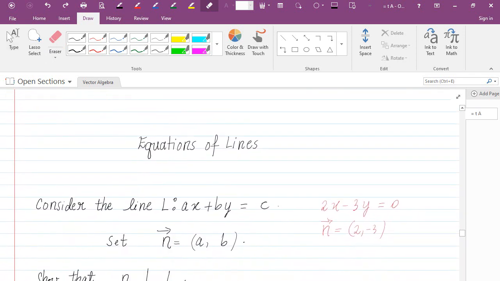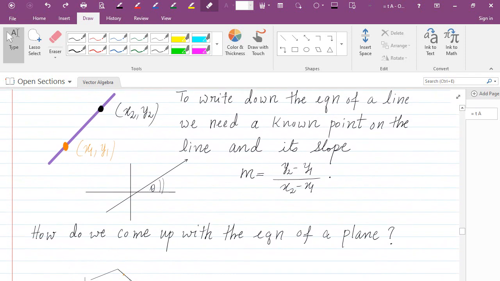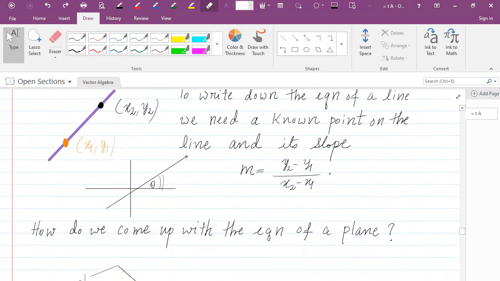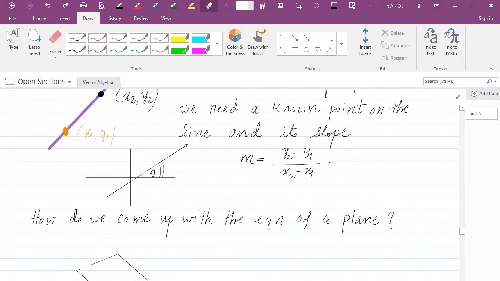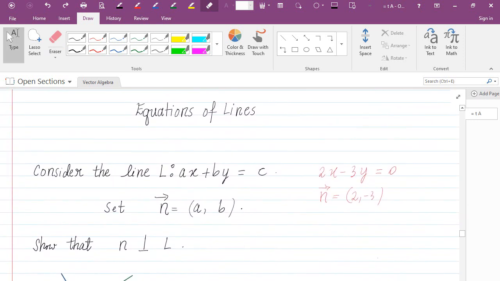And before I do that, I'm going to show you first a new way of finding the equation of a line. We're still going to need a point, but instead of the slope, we can work with a vector perpendicular to the straight line. So let's look at a line L.